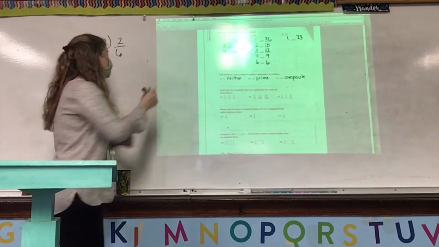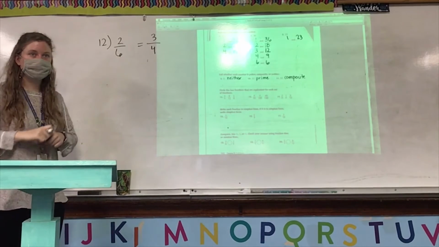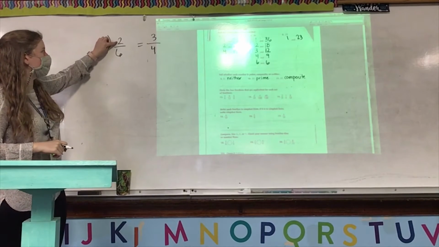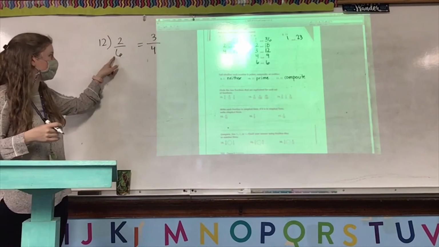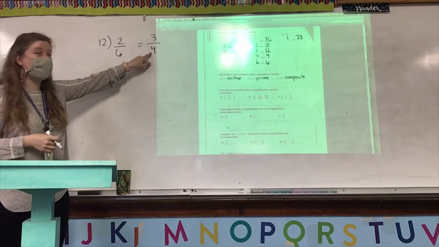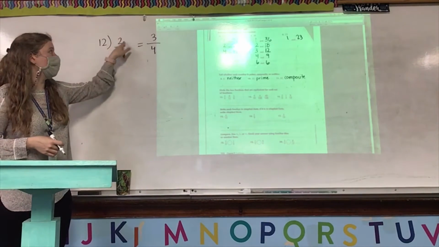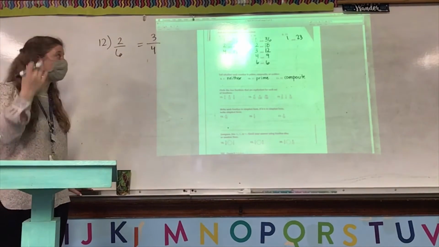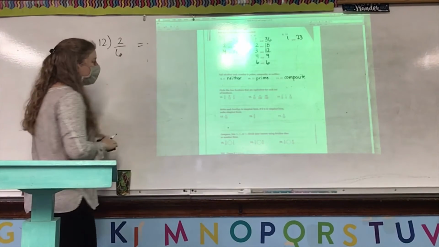Now, we want to see, is it equal to 3/4? Can we multiply 2 times anything to get 3? No. Can we multiply 6 by anything to get 4? No. Can we go backwards and multiply 4 by anything to get 6? Or 3 by anything to get 2? So is our 2/6 and 3/4 equivalent? No.